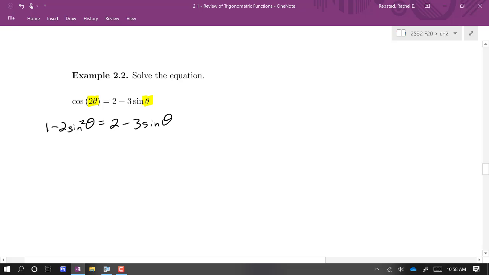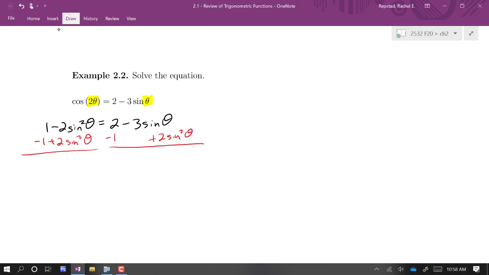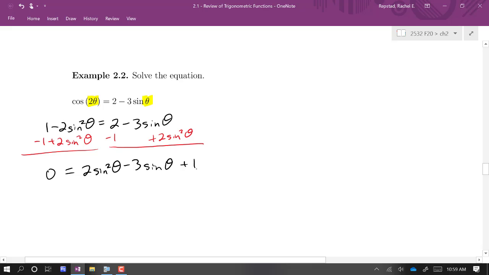So let's see, I'm going to do some algebra to rearrange this. I'm going to just subtract 1 and add 2 sine squared theta to both sides. And I'm going to rewrite it. So on the left side, right, we've got 0. On the right side, I'm going to start with the squared term. So 2 sine squared theta minus 3 sine theta plus 1. That's equal to 0. And when we have a quadratic that's set equal to 0, that means that we could factor it, if it will factor. And I think this will factor.